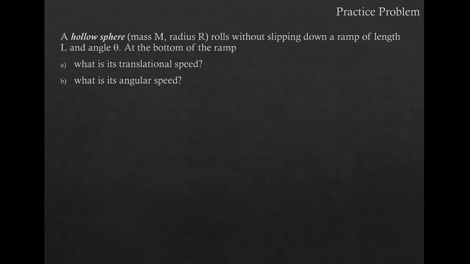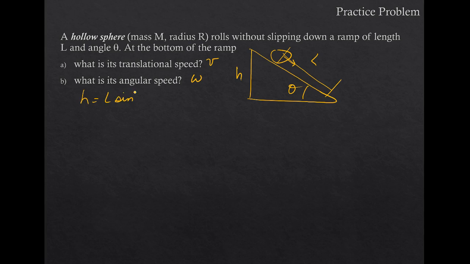So we're going to have a hollow sphere rolling down a ramp, and we want to figure out the translational speed at the bottom and the angular speed. We want v and omega. Okay? So we're going to set this up really quickly. We'll do energy for this. So this means that we have a height of h, and this will be a length of L and theta. So that means that h is going to be L sine theta.